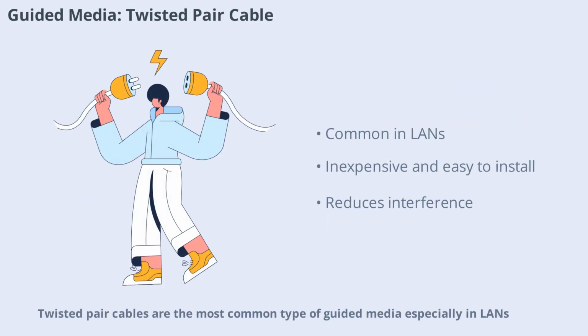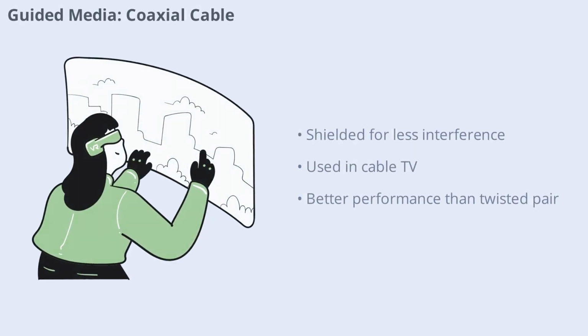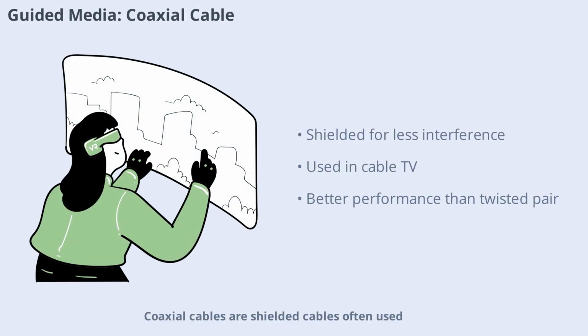Twisted pair cables are the most common type of guided media, especially in LANs. They consist of pairs of wires twisted together, which helps reduce interference. Twisted pair cables are inexpensive and easy to install, making them a popular choice for connecting computers and devices within buildings.